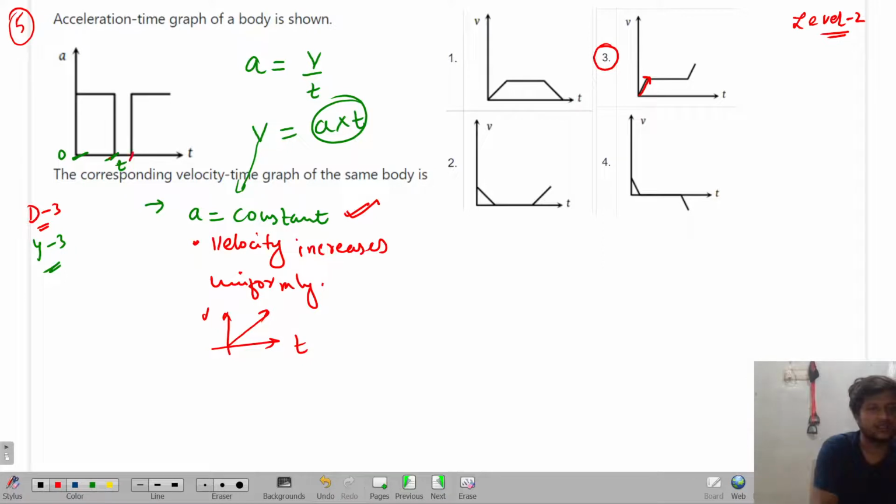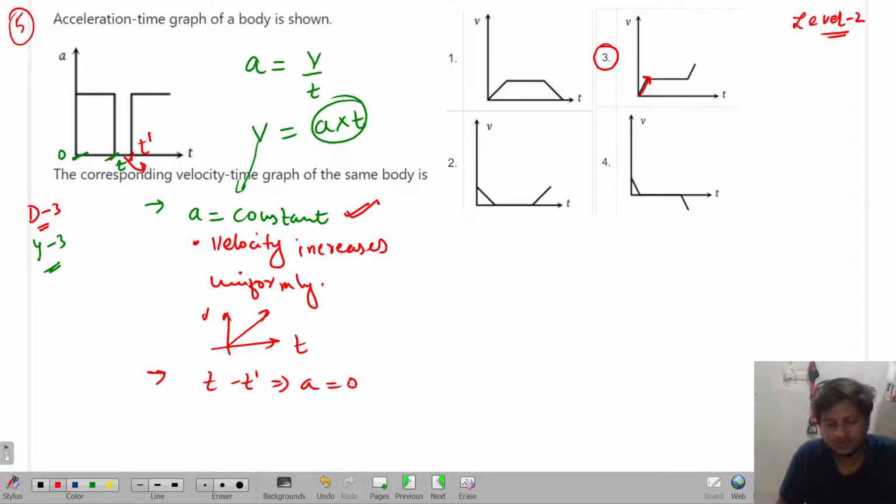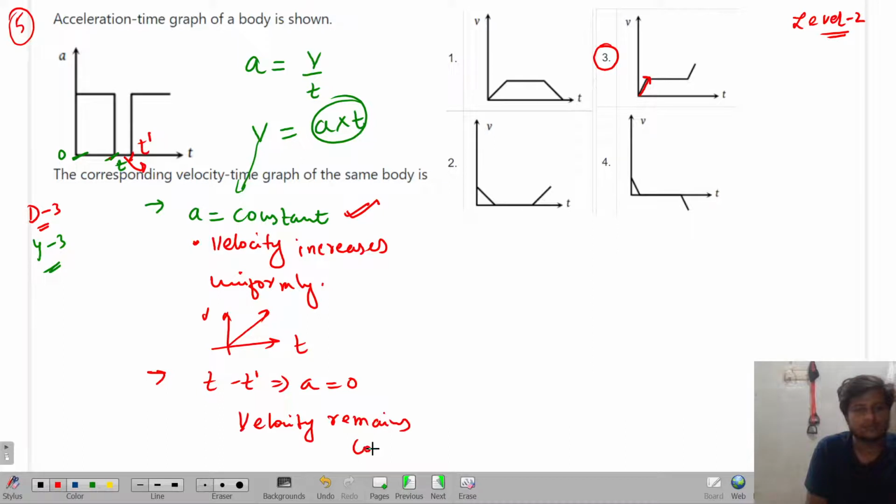After that, for t to some t prime, what is happening? Acceleration is 0. If acceleration is 0 at that time, that means velocity is constant, not velocity is 0. Many people will think that velocity is 0, but velocity remains constant over here. In the acceleration time graph, if the acceleration remains constant, velocity increases. If the acceleration becomes 0 after some time of traveling, velocity is constant over there. So for some time up to t prime, I got my velocity to be constant.